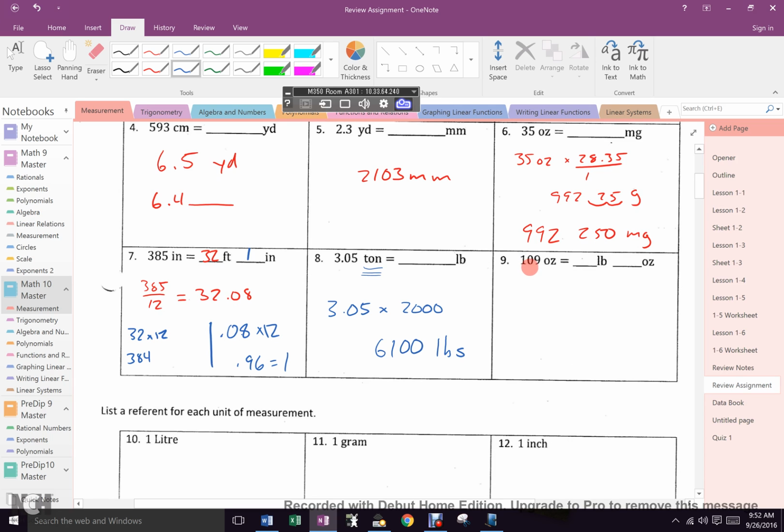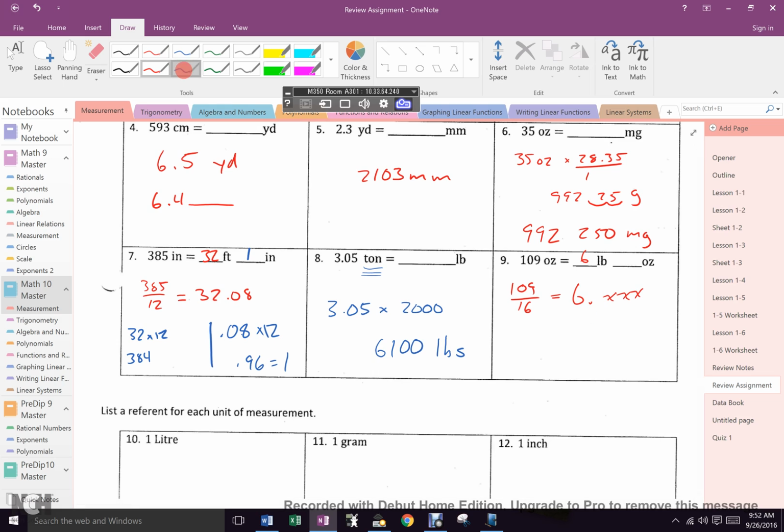There's 16 ounces in a pound. So the first thing I did was 109 divided by 16, right? And that gives you an answer. What is it? I don't remember. 6. So you put a 6 there and then a bunch of decimals, yeah? So whatever those decimals were, I'm just going to write XXX.